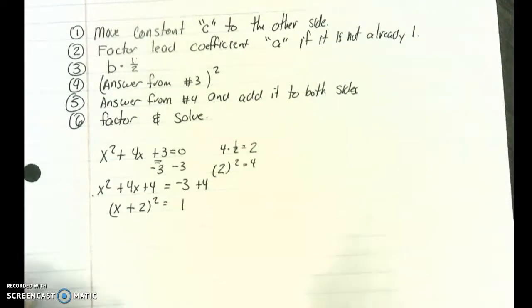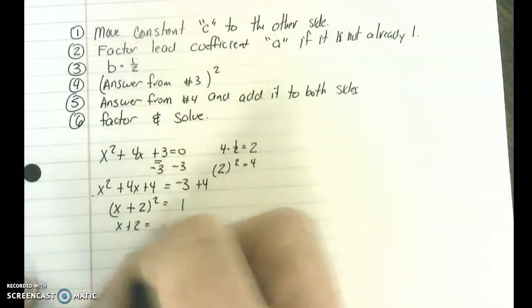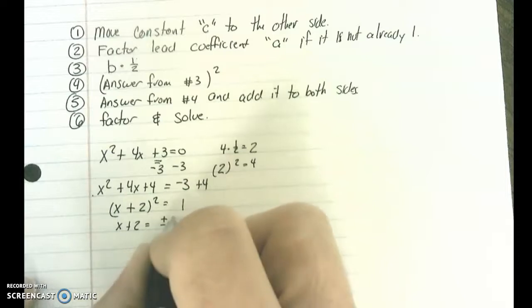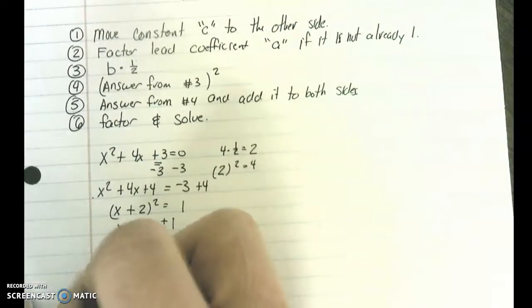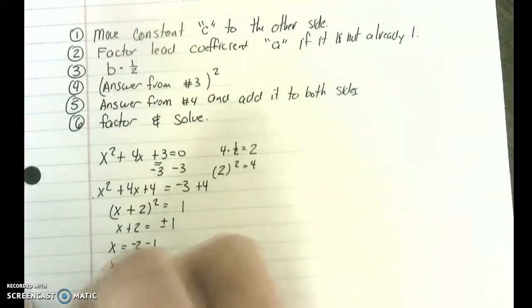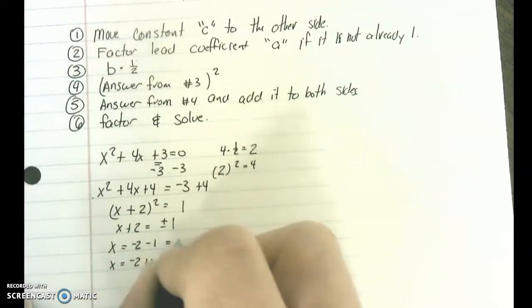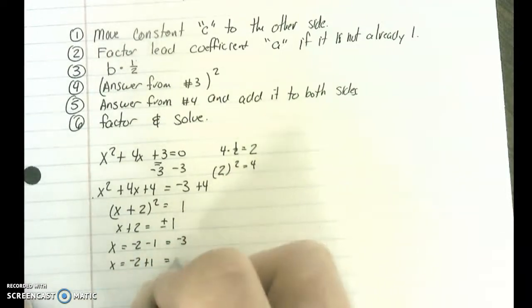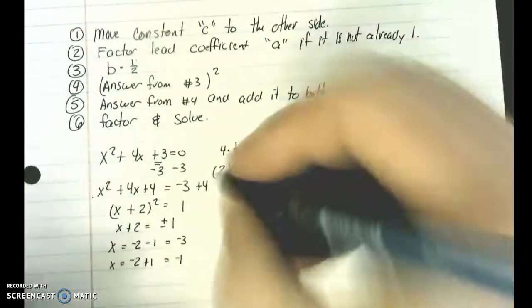Okay? Then I take the square root of both sides. So I have x plus 2 is equal to plus or minus the square root of 1, which is 1. And I'm going to have x is equal to negative 2 minus 1. Or I'm going to have x is equal to negative 2 plus 1. So it's either negative 3 or negative 1. Okay? So that was our first example.